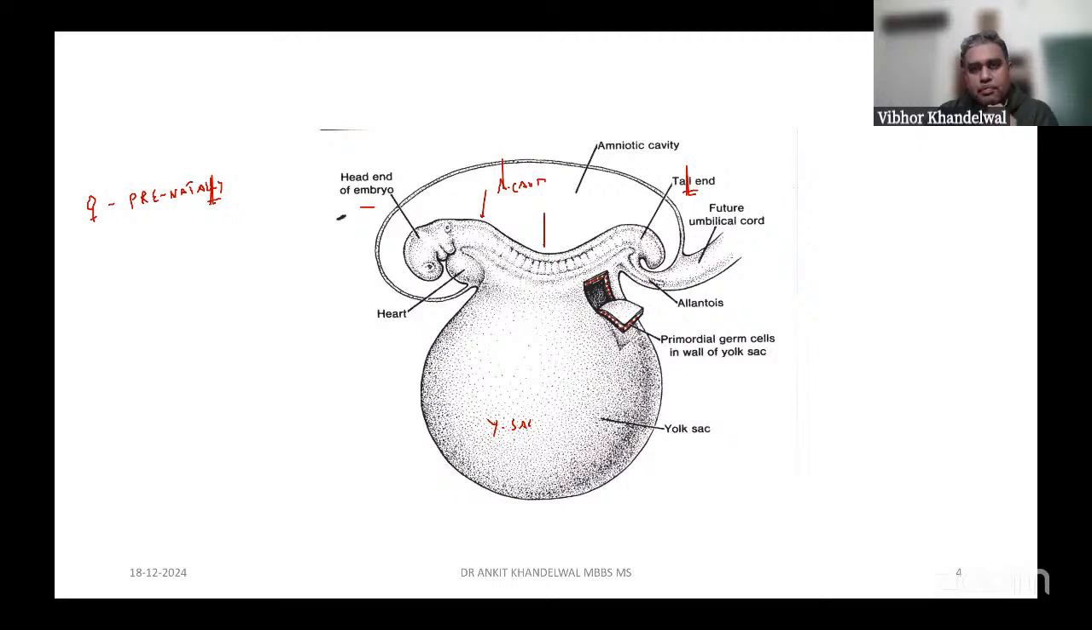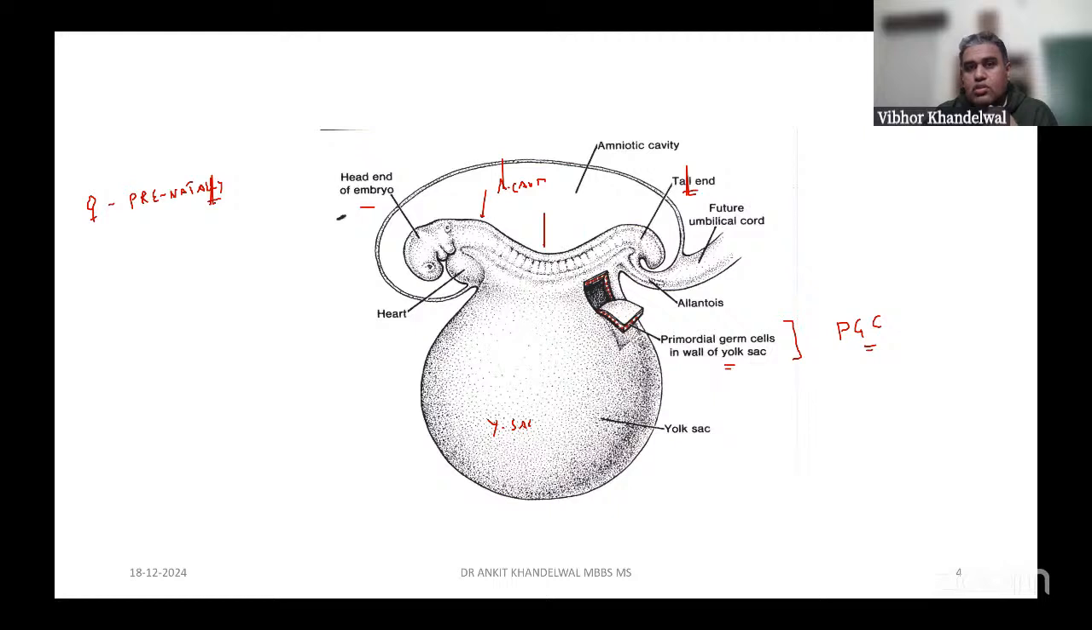What happens over here? In this developing female, or you can supposedly call it a male also, you have the primordial germ cells. You call them PGCs. We have the primordial germ cells in the wall of the yolk sac. You can see the yolk sac over here. Now, these are the ones, primordial germ cells, like this.